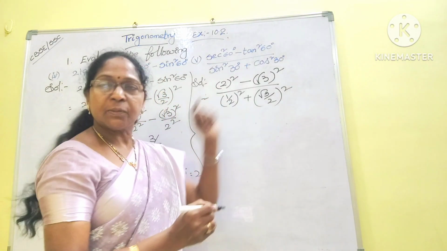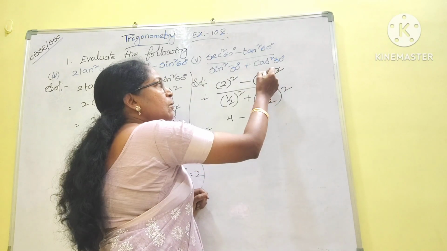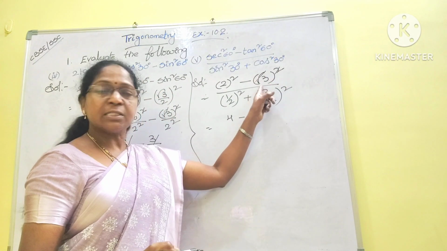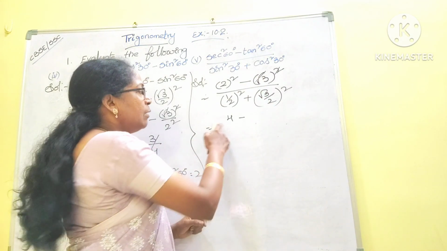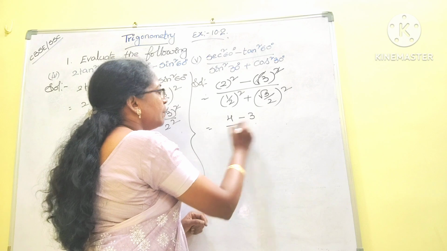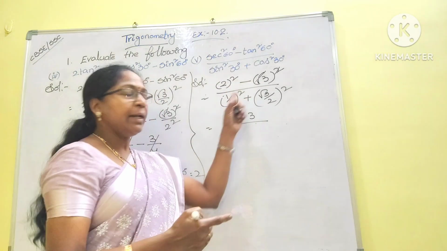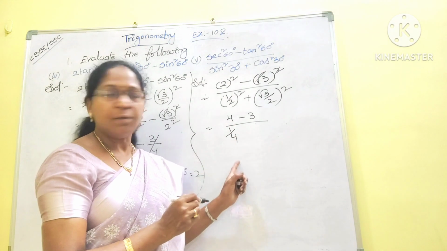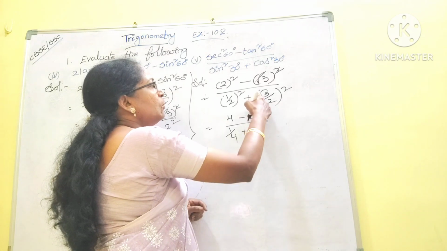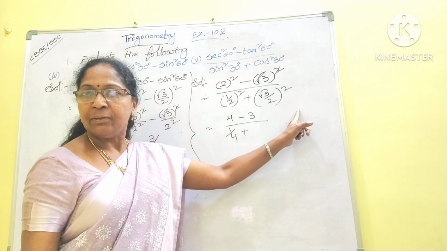Now, 2 square equals how much? 4, minus root 3 whole square: square and square root both will be cancelled, then the remaining number is 3. So 4 minus 3, divided by 1 by 2 whole square, which means 1 square by 2 square, so 1 by 4, since 2 square is nothing but 4, plus root 3 by 2 whole square, root 3 whole square by 2 square.